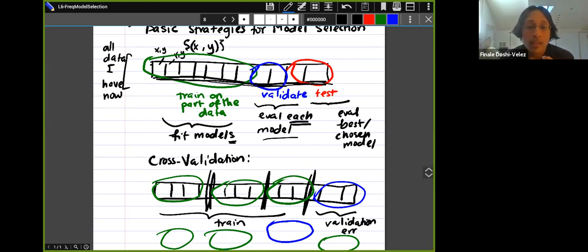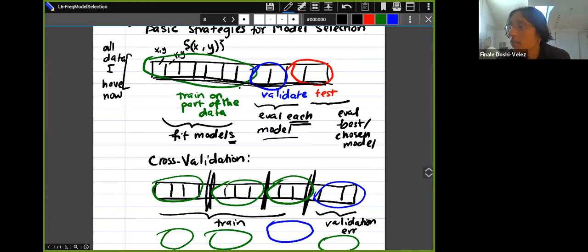And so I want this thing to be big enough that I can train a model, but I need the validation set to be large. But there's a tension, because if the validation set is large, then the training set will be small. And maybe I'm not going to be able to train a really good model with limited data.